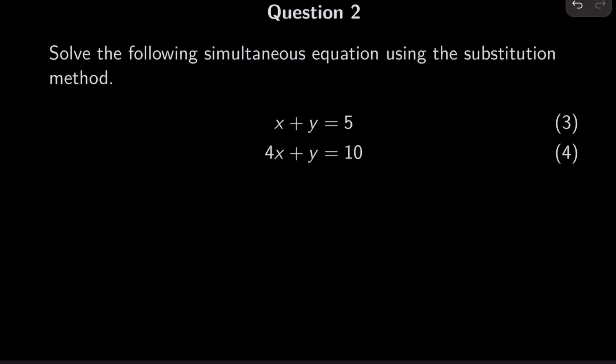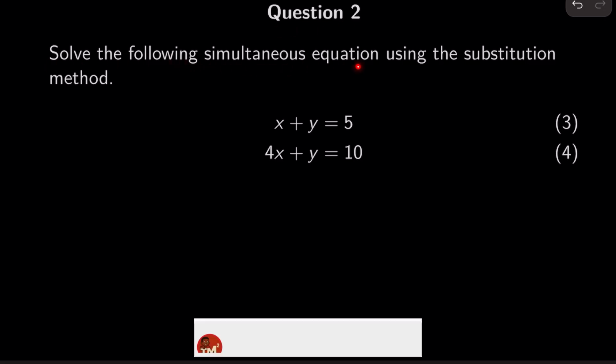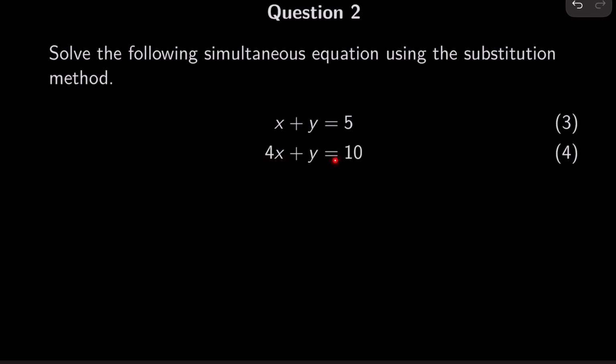Let's move on to solve our second question. With question 2, we have to solve the following simultaneous equation using the substitution method, just the same as the first one. Here we have the first equation to be x plus y is equal to 5, and the second equation to be 4x plus y is equal to 10. So we have to make one variable the subject, then we substitute it into the other equation, right?